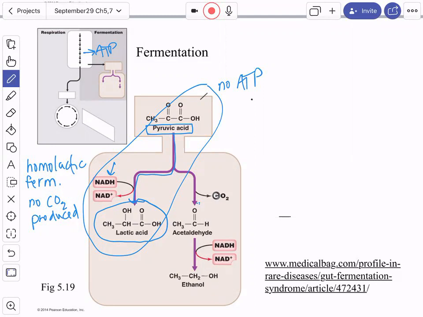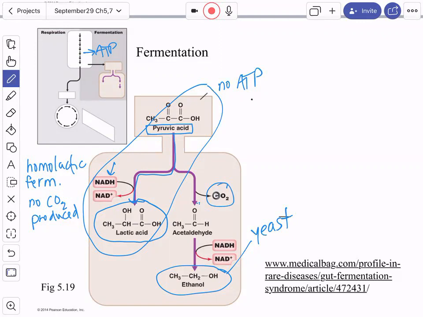This other fermentation pathway, where you end up with ethanol, is mostly done by yeast. There may be some bacteria that do that, but this is mostly yeast and alcoholic fermentation. You can see it's very common to have a little carbon dioxide or some other gas as a byproduct there.